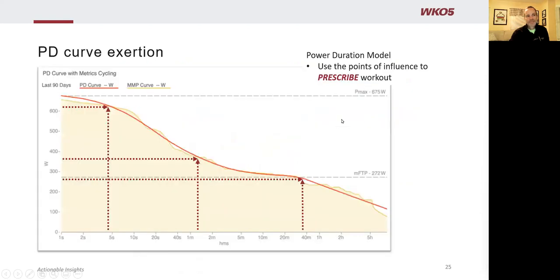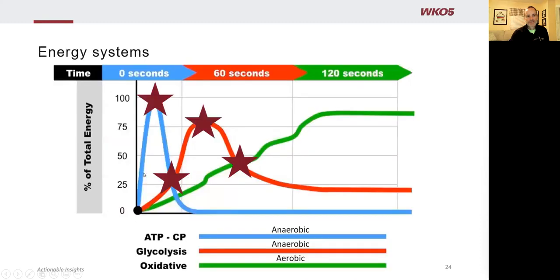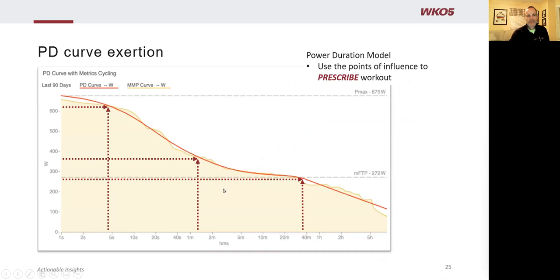Well, what we realized we can tease out of the model is those intersection points, right? Because there's an intensity and a time element here. And we realized we could tease those points out of the model and give you a specific prescription.